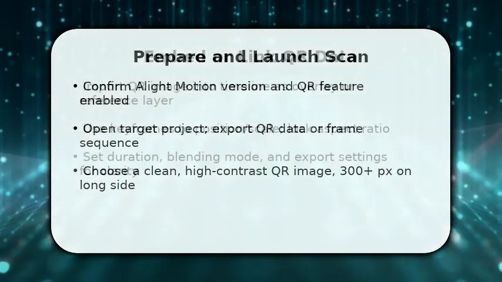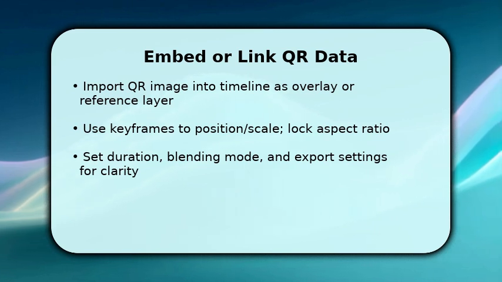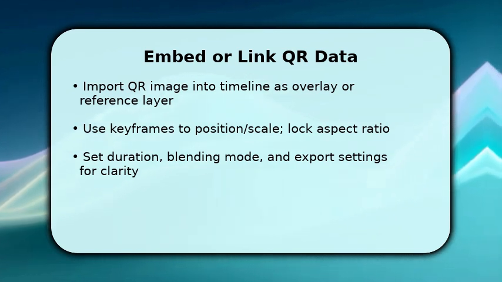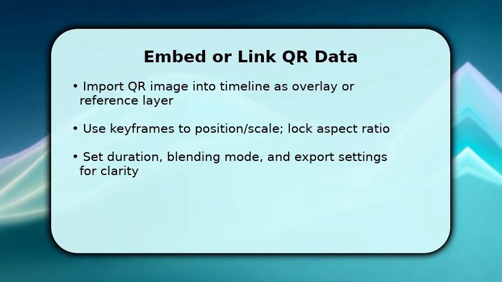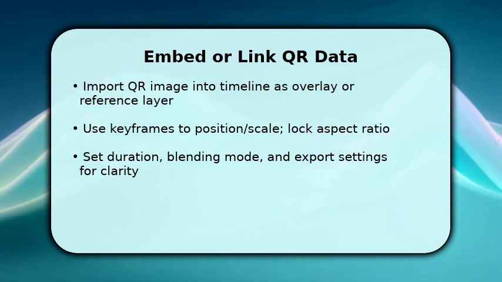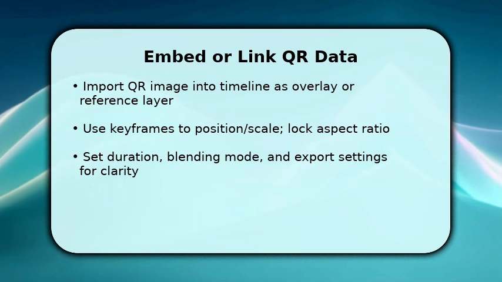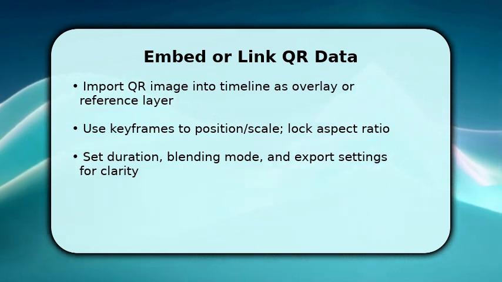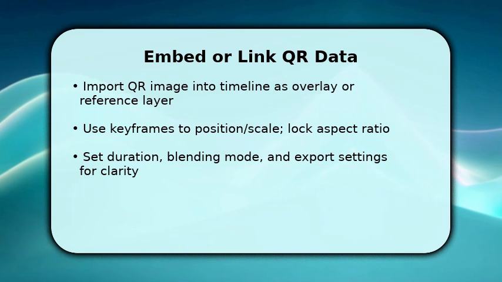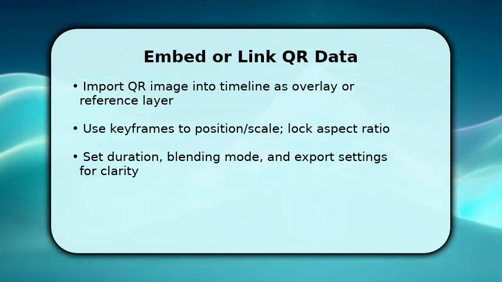Next, you import the QR image into your timeline and place it where viewers will reliably scan, typically centered or in a fixed corner. Use keyframes to lock position and scale. Keep the aspect ratio intact so the code isn't distorted. Once placed, choose a blending mode that preserves contrast. Avoid heavy filters. Then set the visible duration long enough for scanning and export with lossless or high-quality settings, so the QR remains sharp when played or printed.